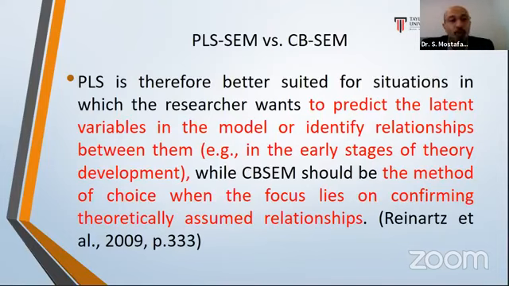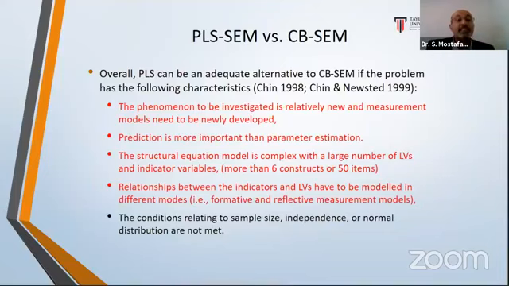So if the objective of our study is prediction or theory development, we have to use PLS-SEM, or variance-based SEM. But if the objective of our study is theory testing, we have to use CB-SEM, or covariance-based SEM. Based on this criteria, we can identify when we should apply PLS-SEM or CB-SEM. From this point, we can identify some criteria for application of PLS-SEM and CB-SEM under the umbrella of SEM, structural equation modeling.